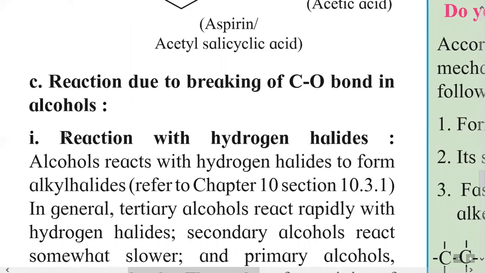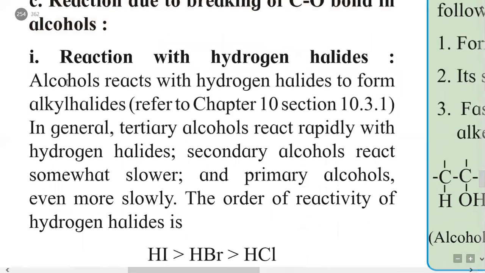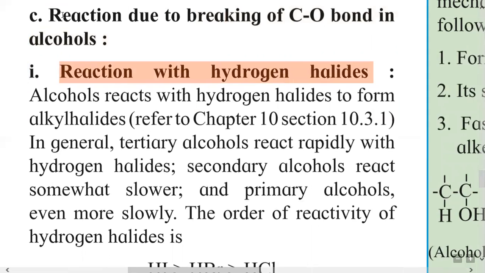So these are the second types of reactions, that is involving breaking of O-H bond from OH group in alcohol and phenol. Now, the next type of reaction, that is the C type of reactions given here, reactions due to breaking of C-O bond, that is a carbon-oxygen bond in alcohol. So first reaction given is reaction with hydrogen halide.